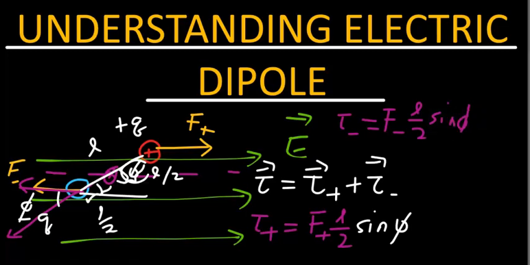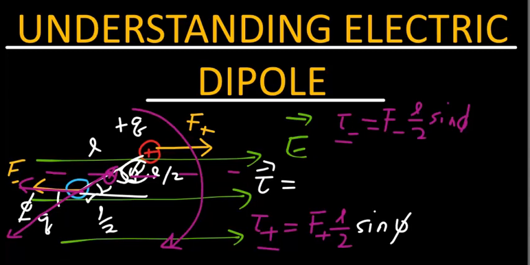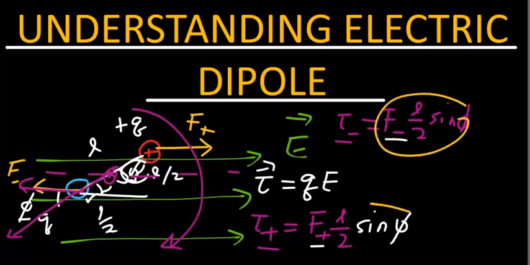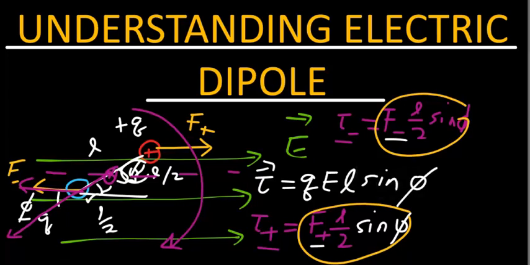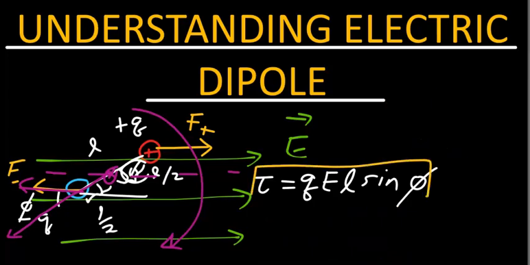We note both these torques have the same sign because they tend to rotate the dipole like that. We know the magnitude of F plus and F minus are the same, namely Q times E. So essentially they are the same terms, and the sum just doubles. You get QEL sine phi. So this represents the magnitude of the net torque.